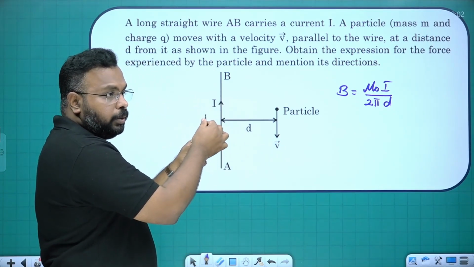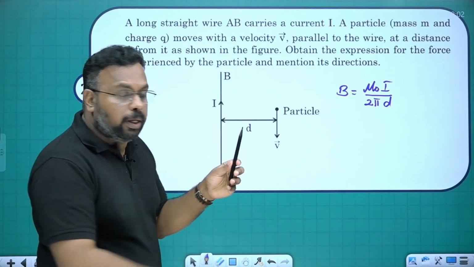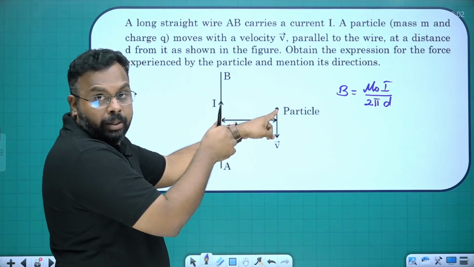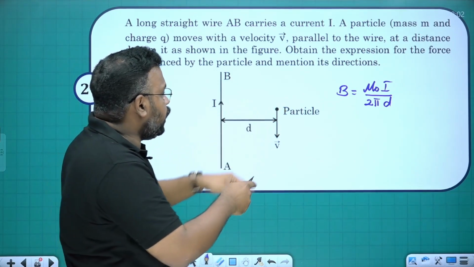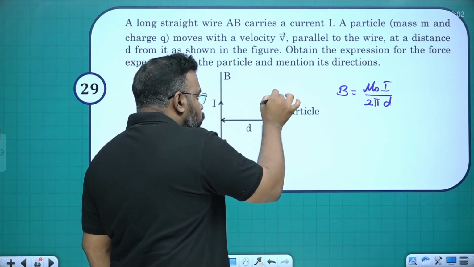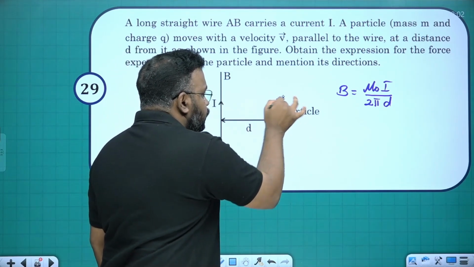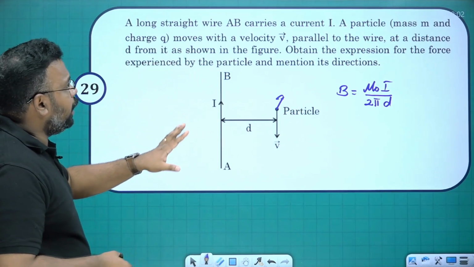Look, the current is going up, and the point is on the right side. You can apply the right hand thumb rule. It will be inward, into the plane of the board. So the direction of the magnetic field will be inward, into the plane. Exactly inward, not upward, as there is a sense of confusion. So it should be something like this. Okay, that is the direction.